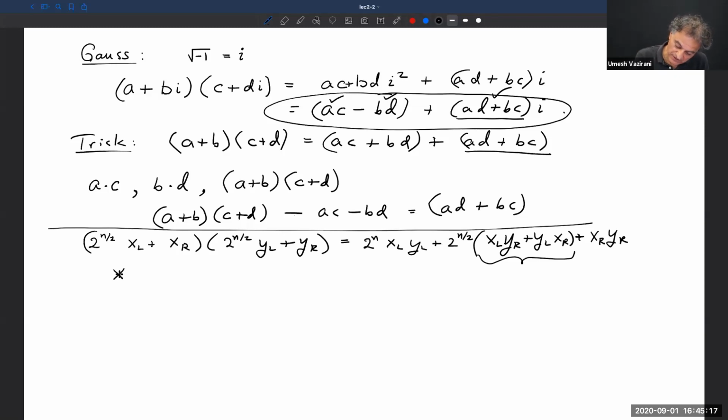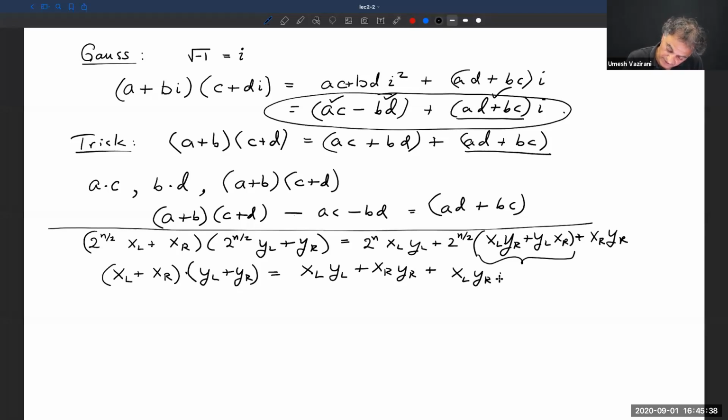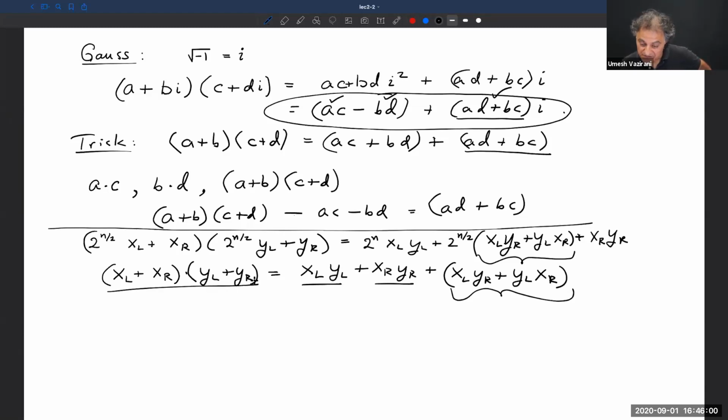Okay. So let's just compute xl plus xr times yl plus yr. So this is xl yl plus xr yr plus xl yr plus yl xr. Okay? This is equal to that piece up above. Okay? So now, if we were to compute this product, and that product, these 3 products, from this, we can find the sum of these 2 products. Is this clear?